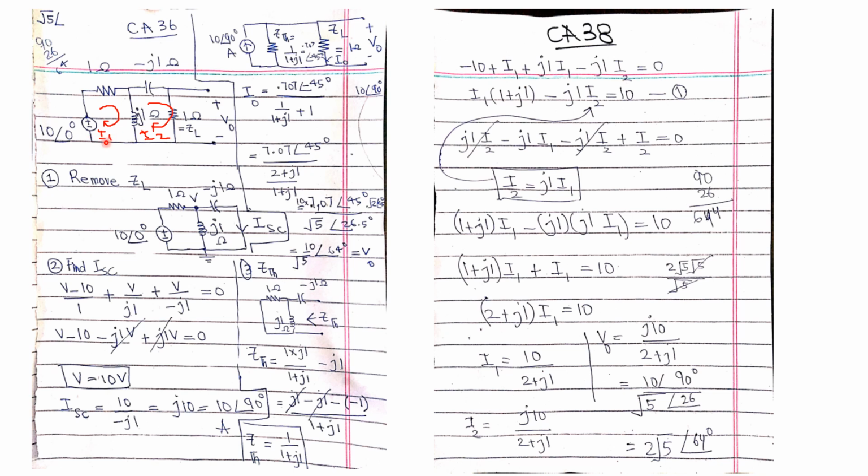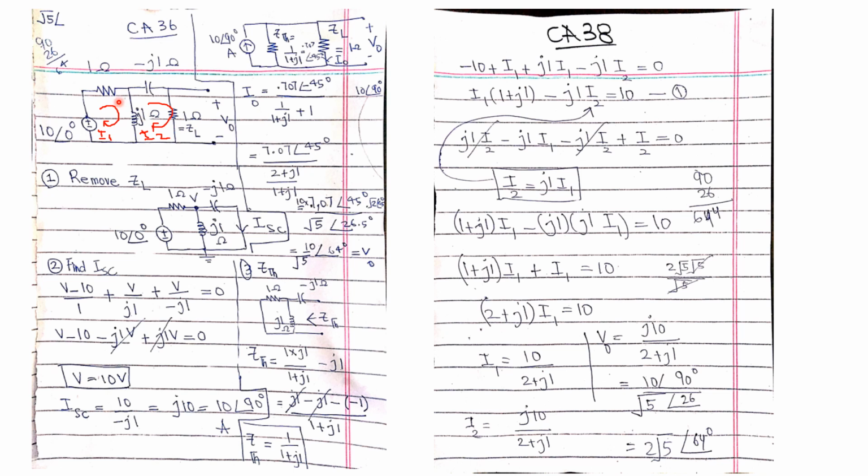Right, so the equation for the first loop would be, starting from here, our assumed current is entering from the negative side. We'll write it as voltage rise, and we'll write it negative. We have already studied that we assume all voltage rises to be negative and all voltage drops to be positive.